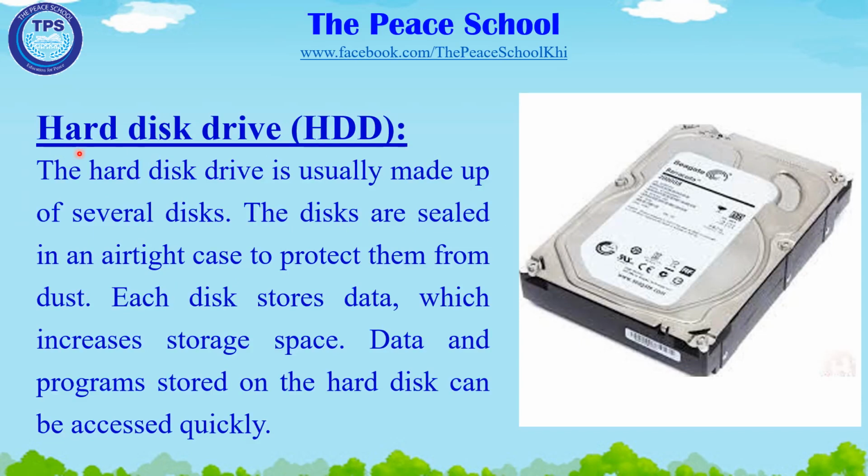Hard disk. A hard disk drive is usually made up of several disks. The disks are sealed in an airtight case to protect them from dust. Each disk stores data, which increases storage space. Data and programs stored on the hard disk can be accessed quickly.